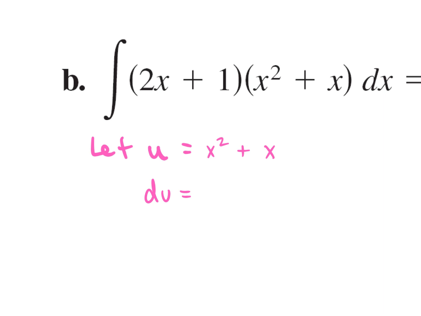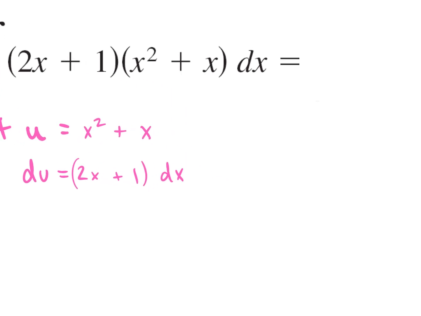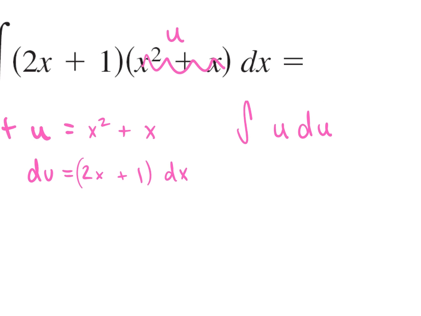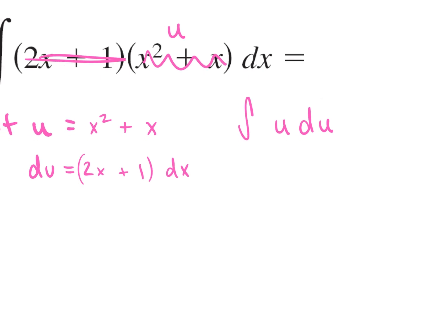2x plus 1, which would also take care of the other parentheses. So 2x plus 1 dx. Perfect. So let's substitute in. We have our integral of u times du. 2x plus 1 turned into u. And then, x squared plus x turned into u. 2x plus 1 times dx turned into du.